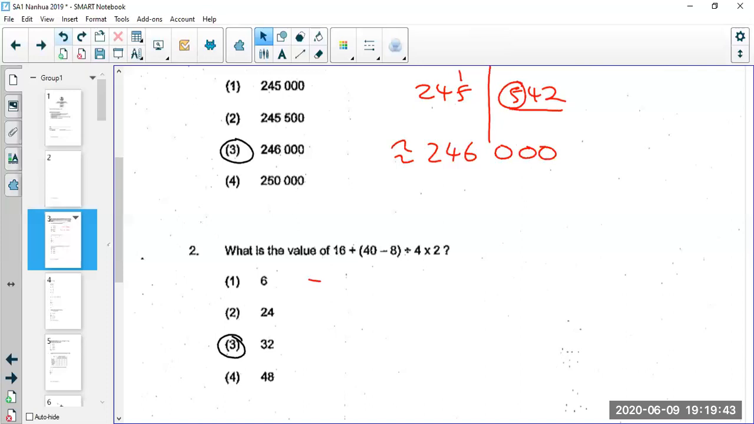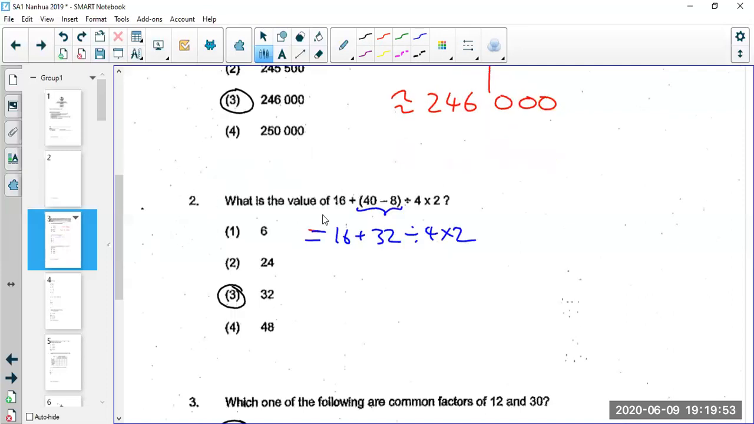So you have 16 plus, and 40 minus 8 will be 32. Then divide by 4 and then times 2. So you do step by step. You show the arrow sign, you do step by step. Then you have plus, divide, times. Divide is more important than times, right? So you have 16 plus 8 and then times 2. Now you have plus and times. Which is more important? The times. So 16 plus 16, and your answer will be 32. For this kind of question, for operations, you do step by step.